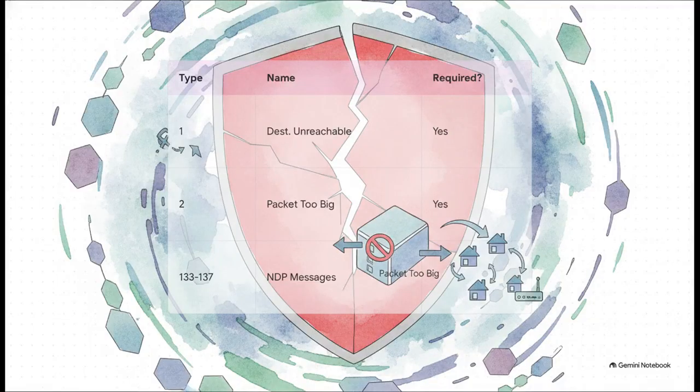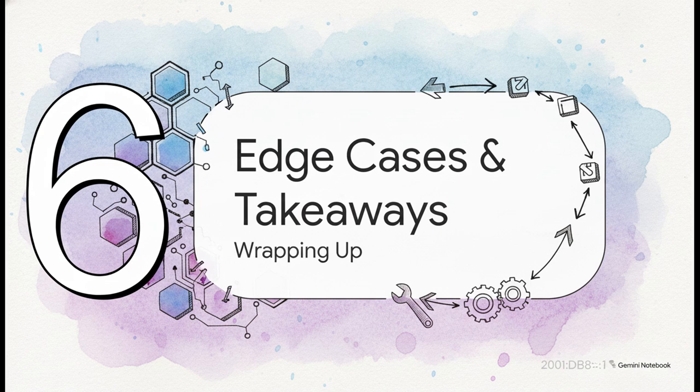So consider this your ultimate firewall cheat sheet. You absolutely must permit type 1, that's for destination unreachable errors. You've got to permit type 2, that's the packet too big message we just talked about, which is critical for PMTUD. And you absolutely have to allow types 133 through 137. Those handle neighbor discovery. Without those last ones, your hosts literally won't even be able to find their own local router.